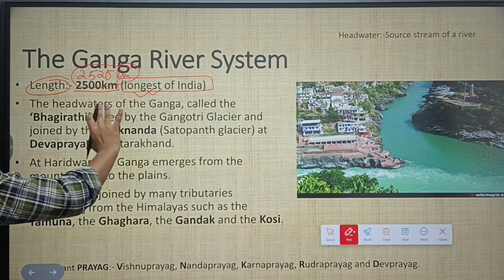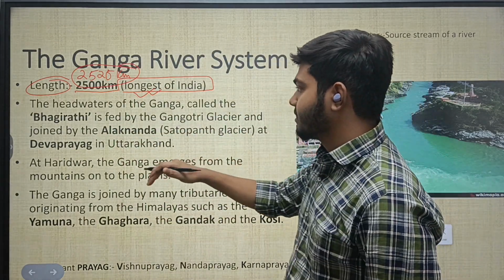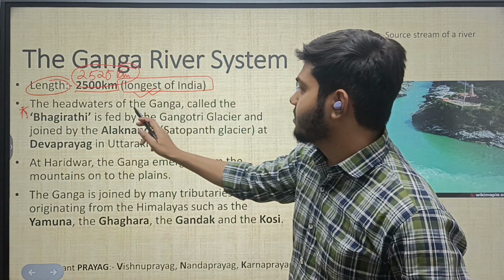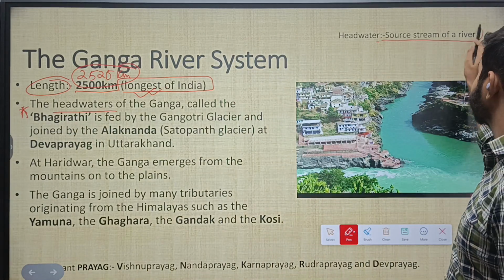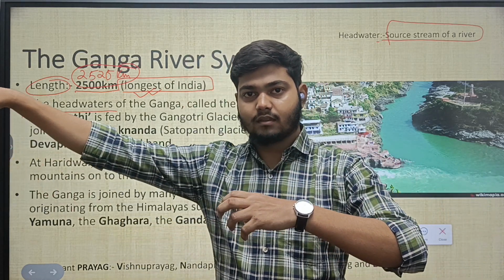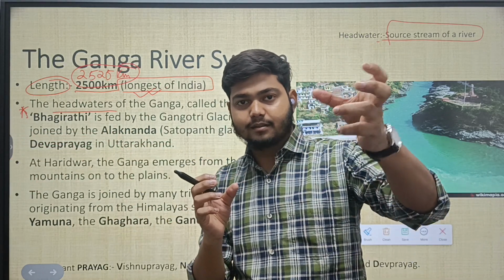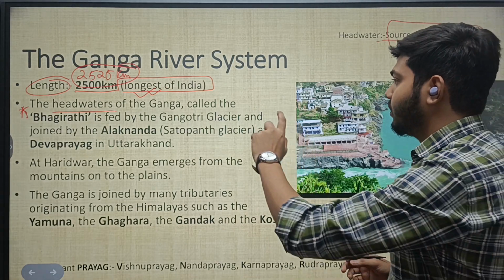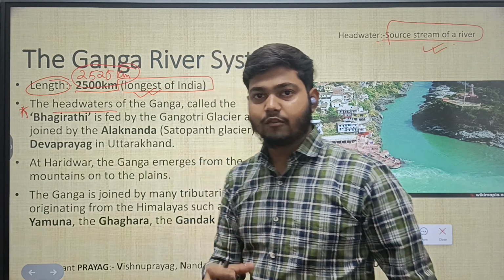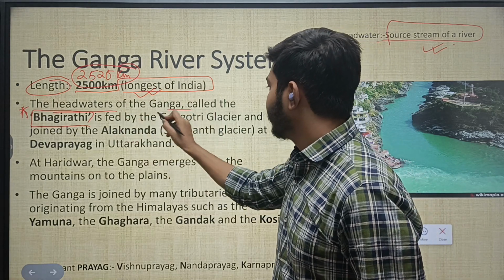Okay, let's move to the next point, which is: the headwater of the Ganga called Bhagirathi is fed by the Gangotri glacier. Concentrate on this point where it says the headwater of the Ganga. What does the word headwater mean? The word headwater means the source stream of a river. So basically, for the river which is flowing throughout the land surface, from where it is gaining its source water, that is the headwater, the source water of a river. So the source stream of the Ganga is the Bhagirathi river, which is originating from the Gangotri glacier.